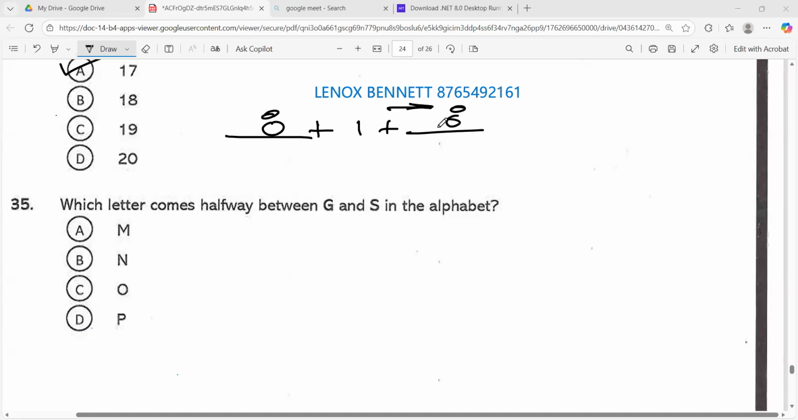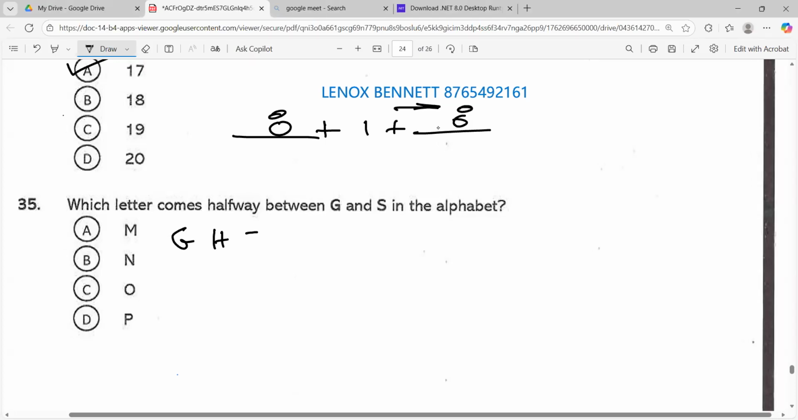So I wrote the letters that are between G and S in the alphabet. So that's G, then H, I, J, K, L, M, N, O, P, Q, R, and S.